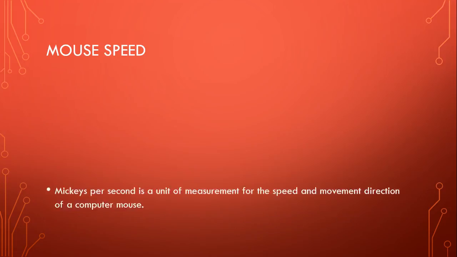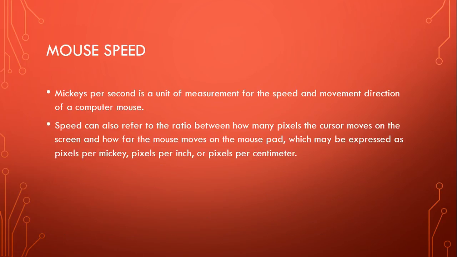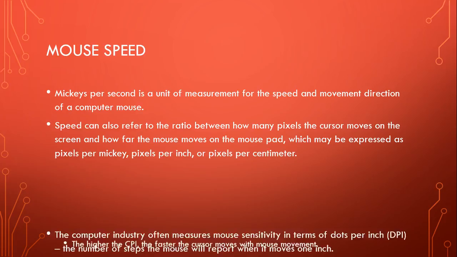All right, and mouse speed. Mickeys per second, yes, it is literally called Mickeys per second. I'm not making this up. It is a unit of measurement for the speed and direction of a computer mouse. Now, speed can also refer to the ratio between how many pixels the cursor moves on the screen and how far the mouse moves on the mouse pad, which can be expressed either as pixels per Mickey, pixels per inch, or pixels per centimeter. The most common one that you usually hear is pixels per inch, in my experience.